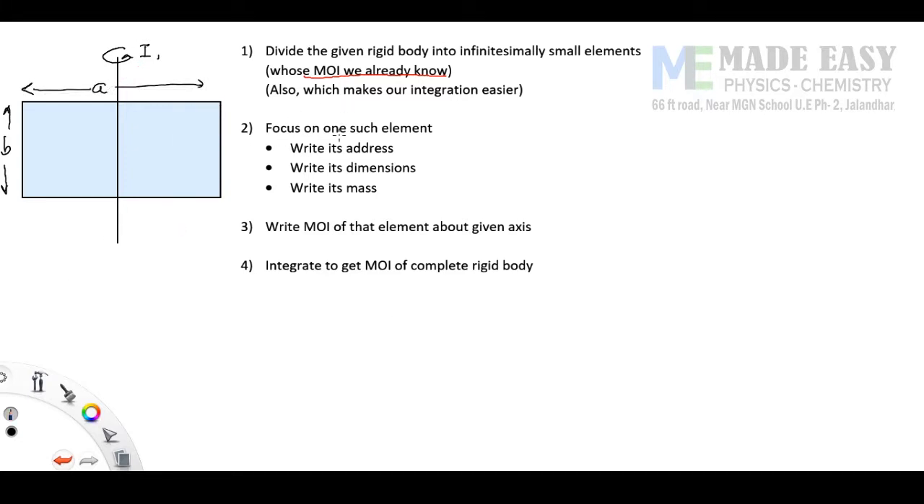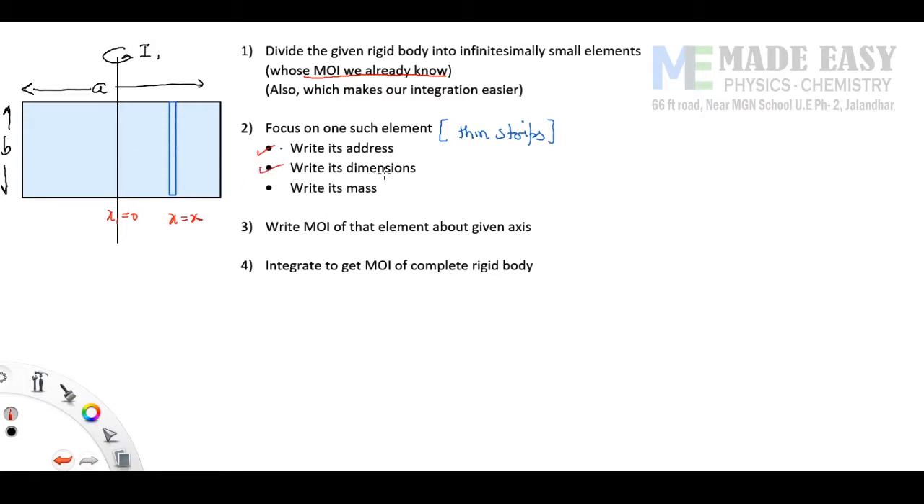Next step is focus on one such element. What element we took is very thin strips. So I am going to focus on one such strip. Let me assume any general strip, not at the beginning, not at the end, but at any general distance, right? Next step is write its address. Let me say this is origin, this is x equal to 0, and this strip is at x equal to x.